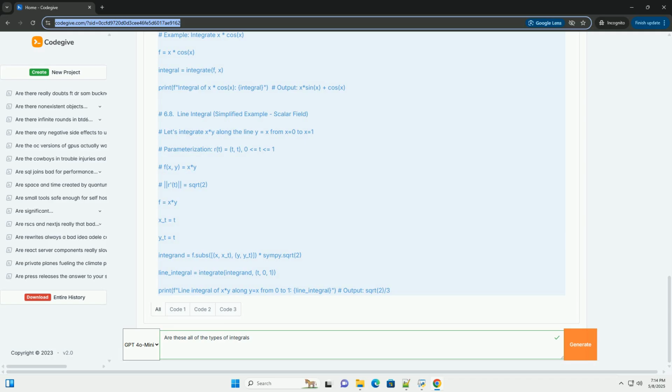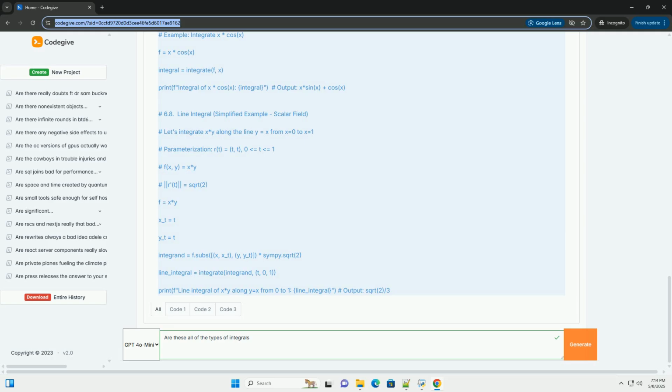3.7 Multiple integrals, double and triple integrals. Definition: multiple integrals are integrals with multiple variables. They are evaluated by iteratively integrating with respect to each variable. Double integral: ∬_R f(x, y) dA, where R is a region in the xy plane and dA is the area element, which can be dx dy or dy dx.